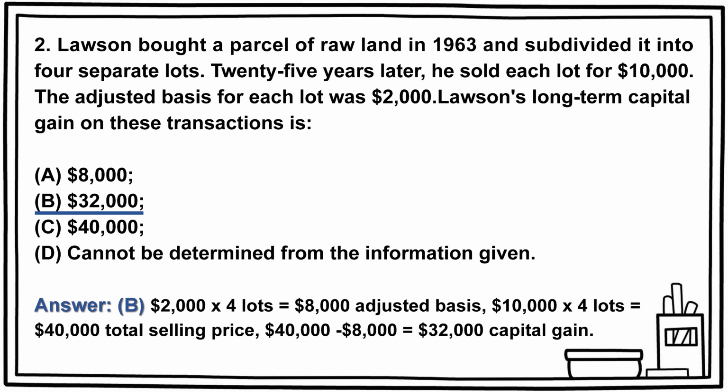Answer: B. $2,000 x 4 lots equals $8,000 adjusted basis, $10,000 x 4 lots equals $40,000 total selling price. $40,000 minus $8,000 equals $32,000 capital gain.